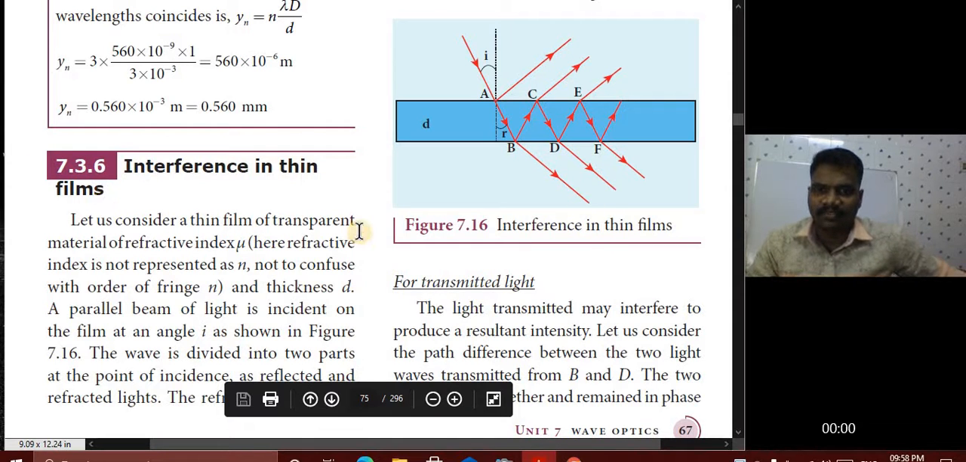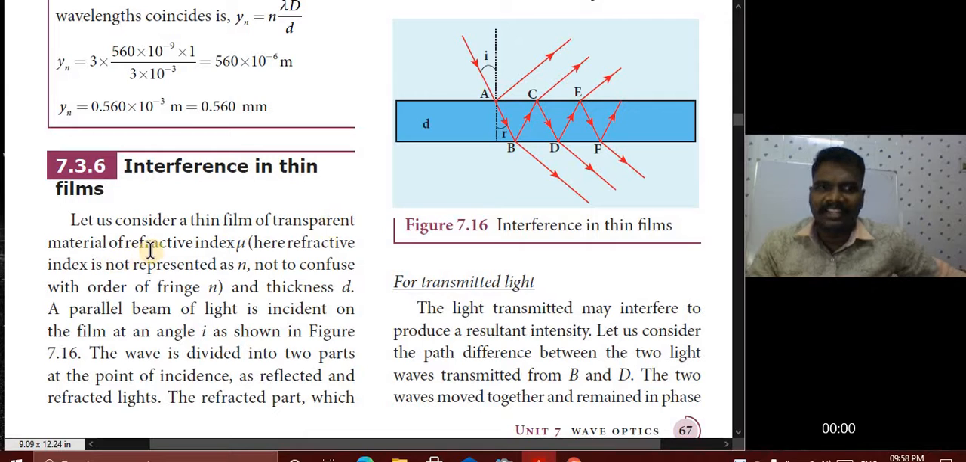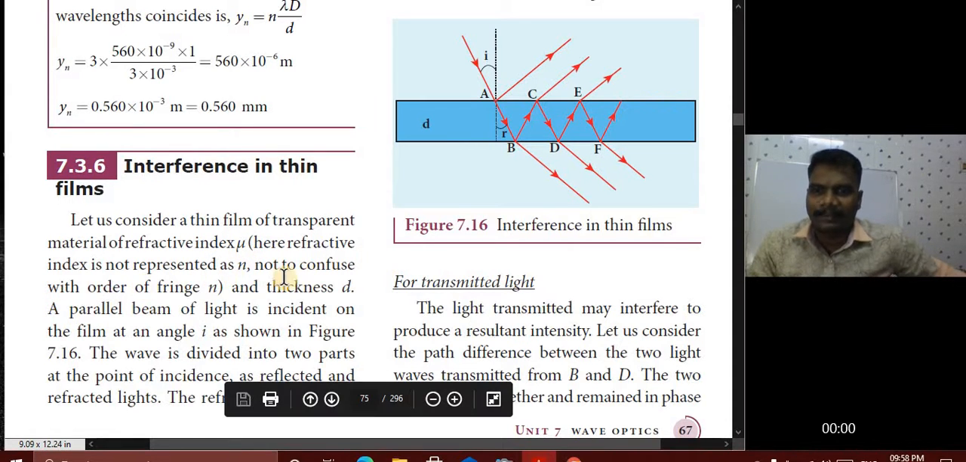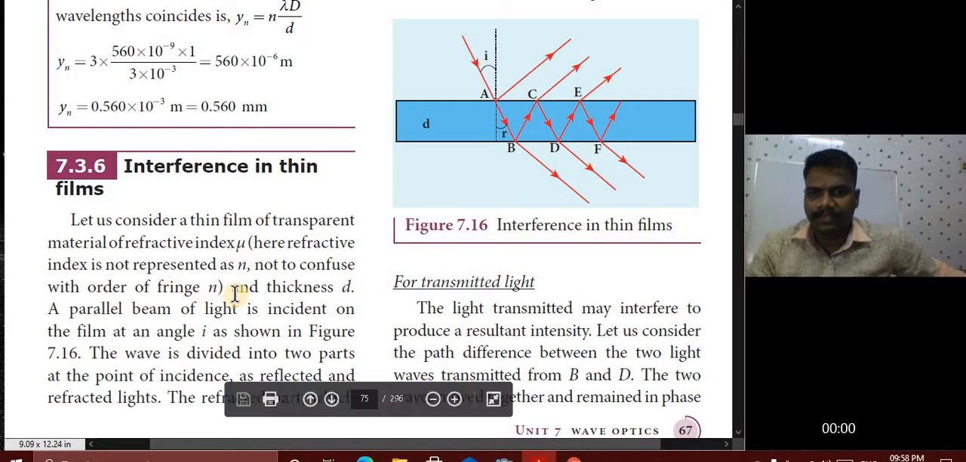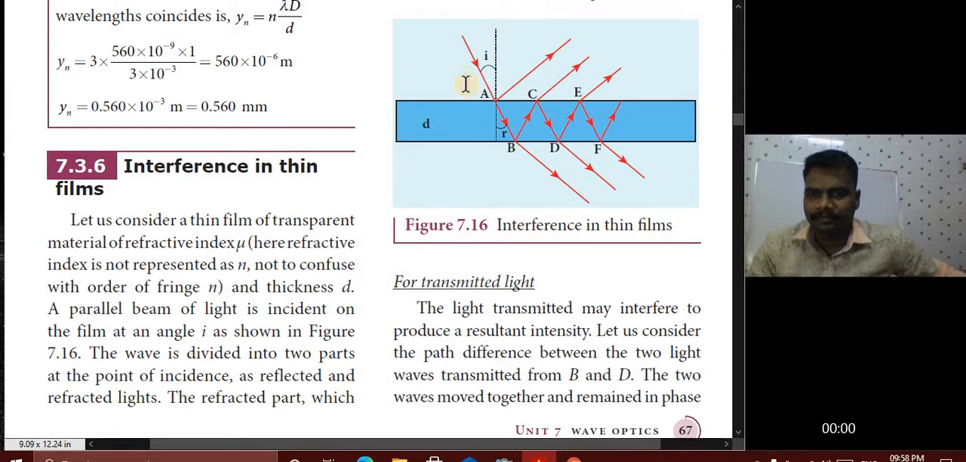Let us consider the thin film of transparent material of refractive index mu. Already we know the symbol of refractive index, that is called mu. Here, refractive index is not represented as small n, not to confuse with order of fringes n, and thickness small d. Here, thickness of the film is small d. A parallel beam of light is incident on the film at angle i, shown in this figure.